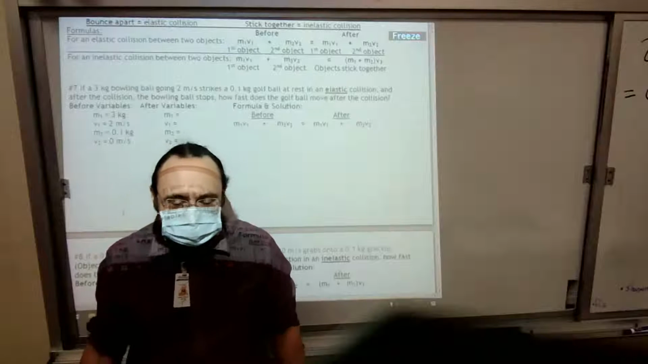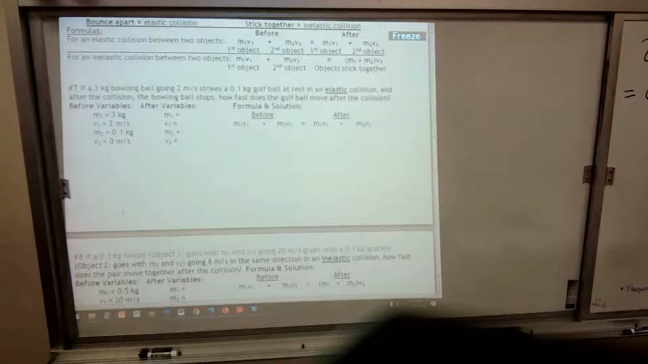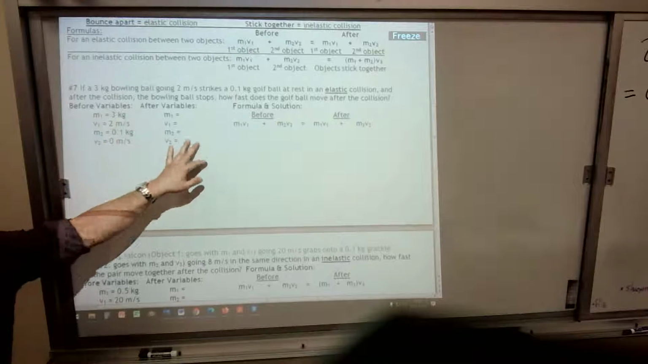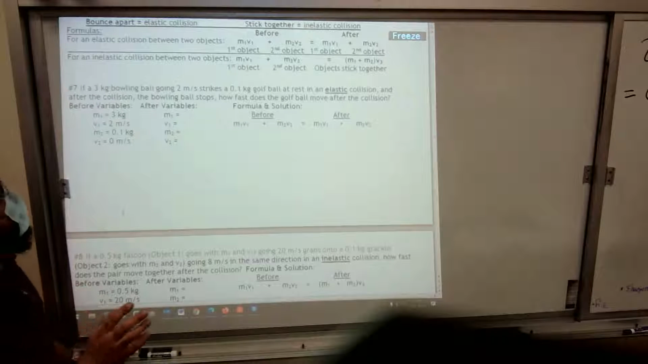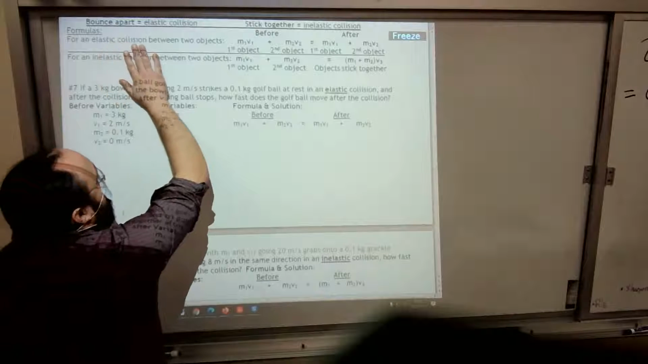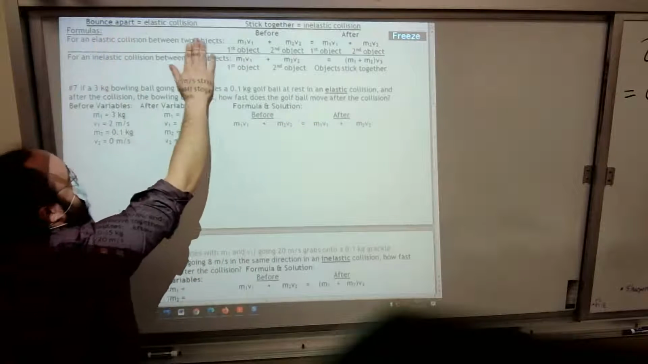P equals m times v, where m is mass and v is velocity and p is momentum. For those, you don't have to write down all of these variables, but the rest of them are elastic collisions. We're going to do inelastic collisions later. Right now, we're doing elastic collisions.